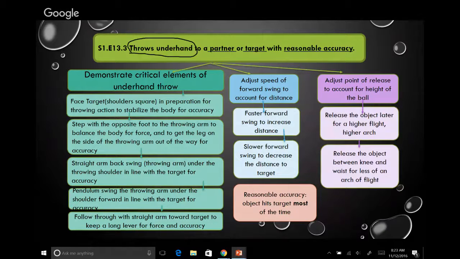So now we're adjusting to accuracy. So we need to adjust the speed of the swing to account for distance. And we need to adjust for the point of release for the height of the ball. And then we have this part of reasonable accuracy. So for that, the objects need to hit the target most of the time. And this would be what proficient is.